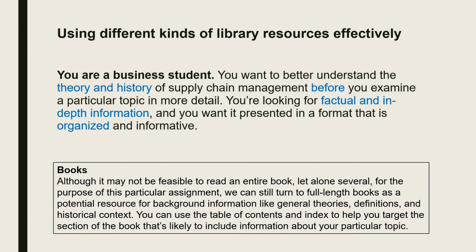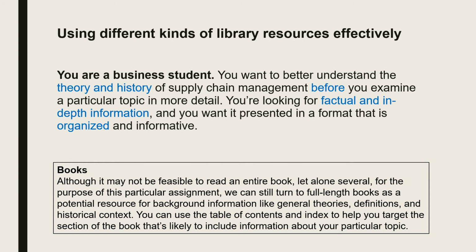As we said, books are great for showing you some theory and history, and they give you in-depth information. Although it may not be feasible to read an entire book, let alone several, for the purpose of this particular assignment, we can still turn to full-length books as a potential resource for background information like general theories, definitions, and historical context. You can use the table of contents and index to help you target the section of the book that's likely to include information about your particular topic.